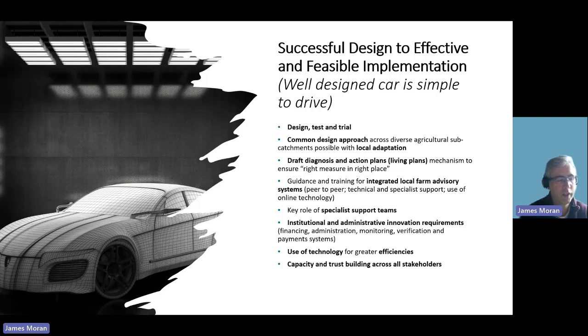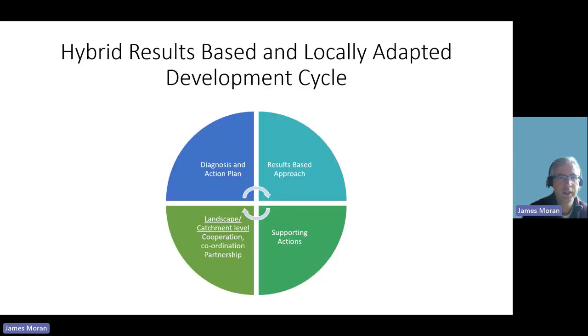But appropriate use of technology can greatly improve efficiencies. But overall, what we've seen in the last 10 years is a building of trust and capacity across all stakeholders in the delivery of these, and that has to continue through the rollout phase. So this is where we've arrived at in terms of the development cycle.